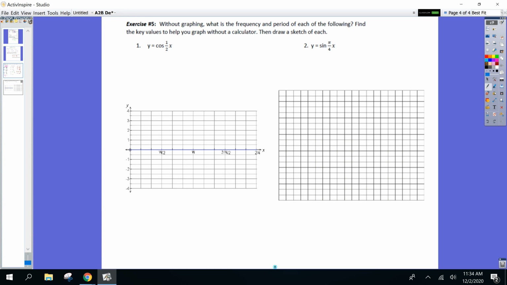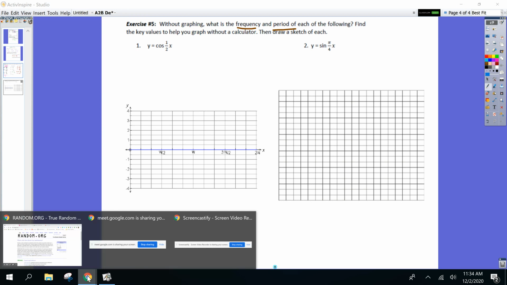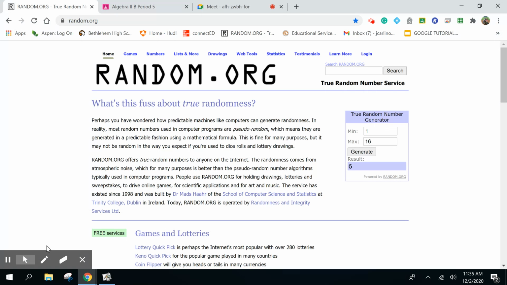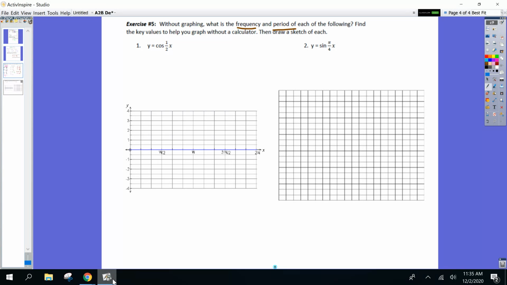Okay, before we start graphing, find the frequency and the period for me. All right, let's do it. So cosine 1/2 x. Here we go, Sophia. What's my frequency for that? My b value. 1/2. Good job.